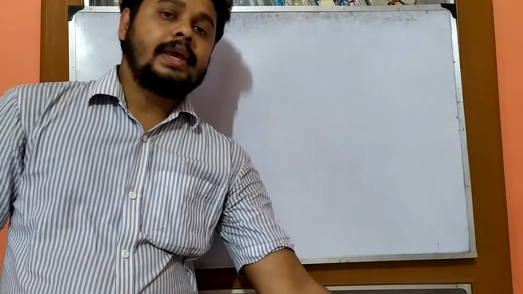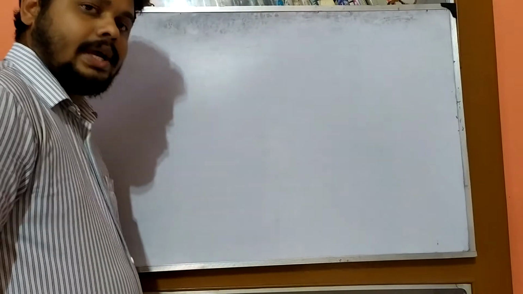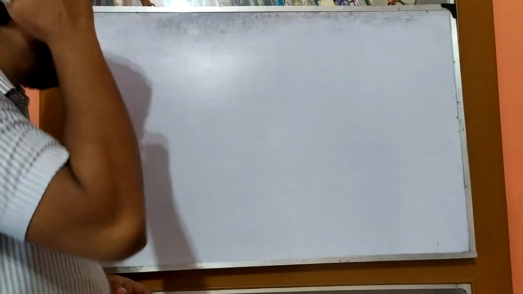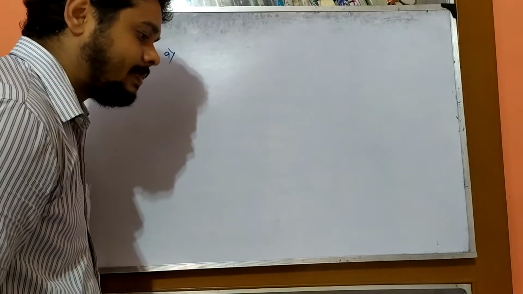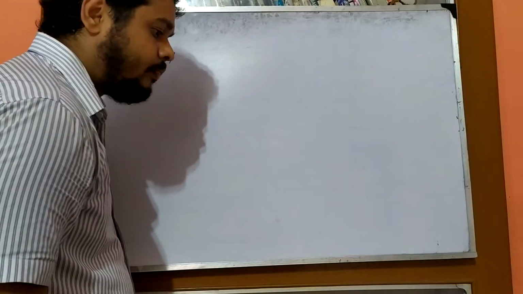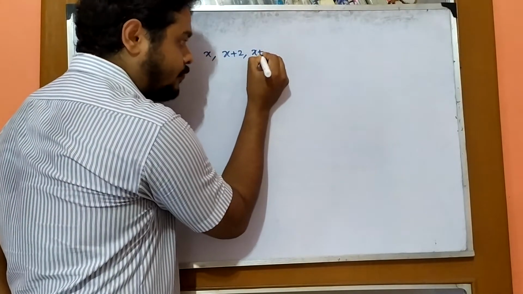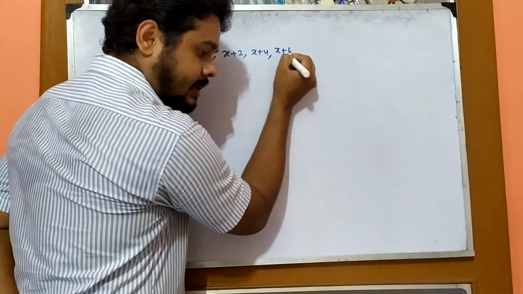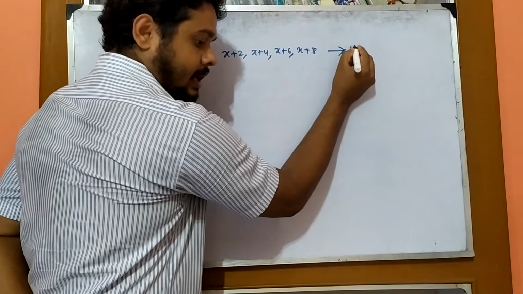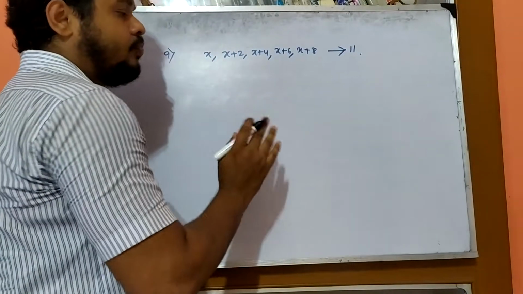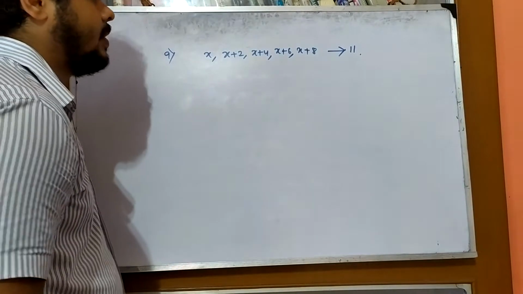Today, again, we are going to solve a few problems on average, and the questions are given to you already in your group. First, the solution of question number 9. There are 5 observations: x, x plus 2, x plus 4, x plus 6 and x plus 8, and the average is 11. Then we have to find the mean of the last 3 observations.